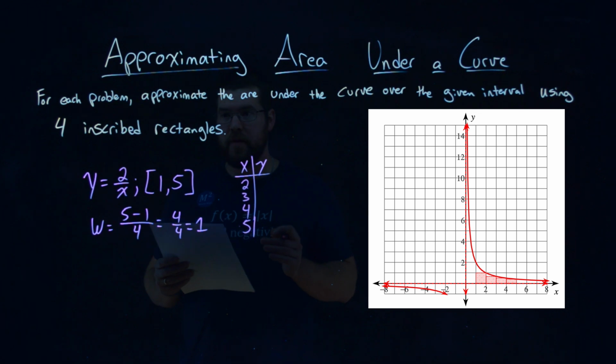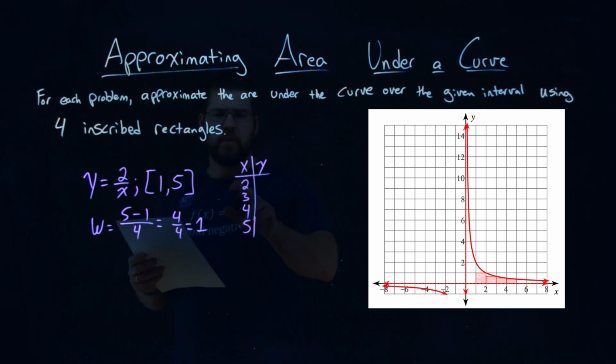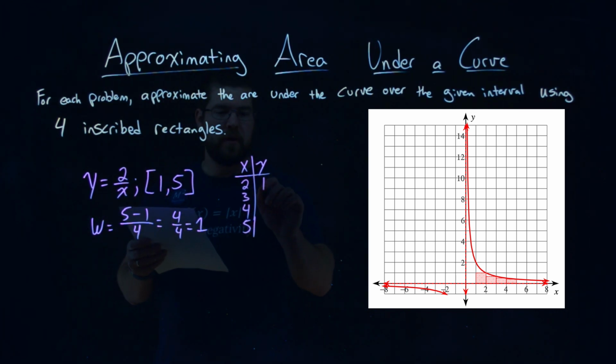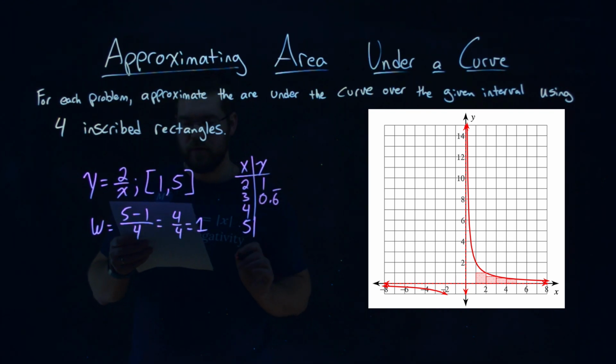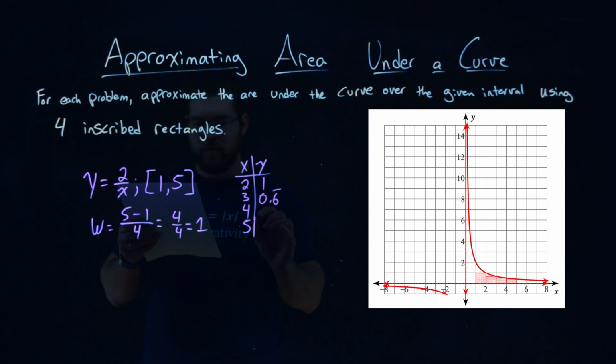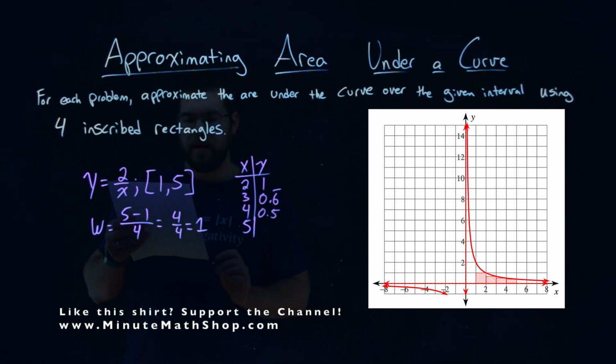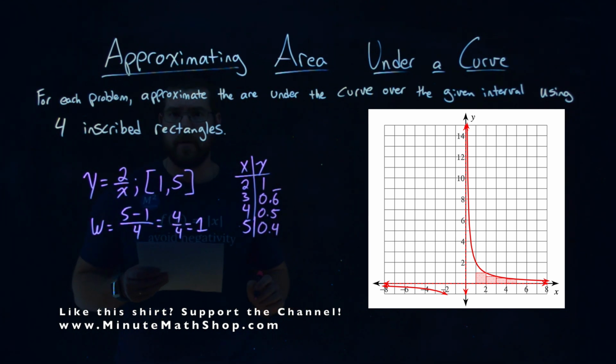We need to find the y value there to get the height. So we plug 2 back into our original equation, we get a 1. 3 goes in, we get a 0.6 repeating, or 2/3. 4 goes in, and we get 0.5. And we plug a 5 into our original equation, and we get a 0.4.